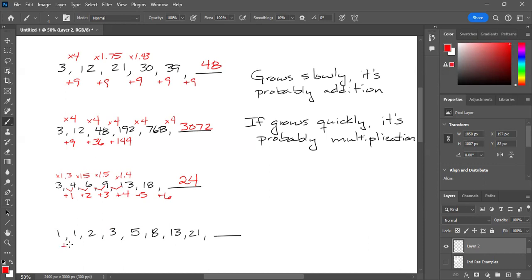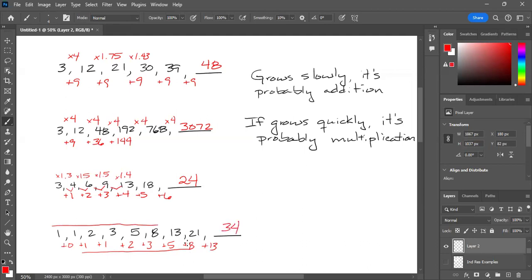So here we added 0, then we added 1, then we added 1, then we added 2, then we added 3, then we added 5, then we added 8. Oh, look at that. 1, 1, 2, 3, 5, 8, 1, 1, 2, 3, 5, 8. Oh, I'll probably add 13 to the next one and come up with 34.